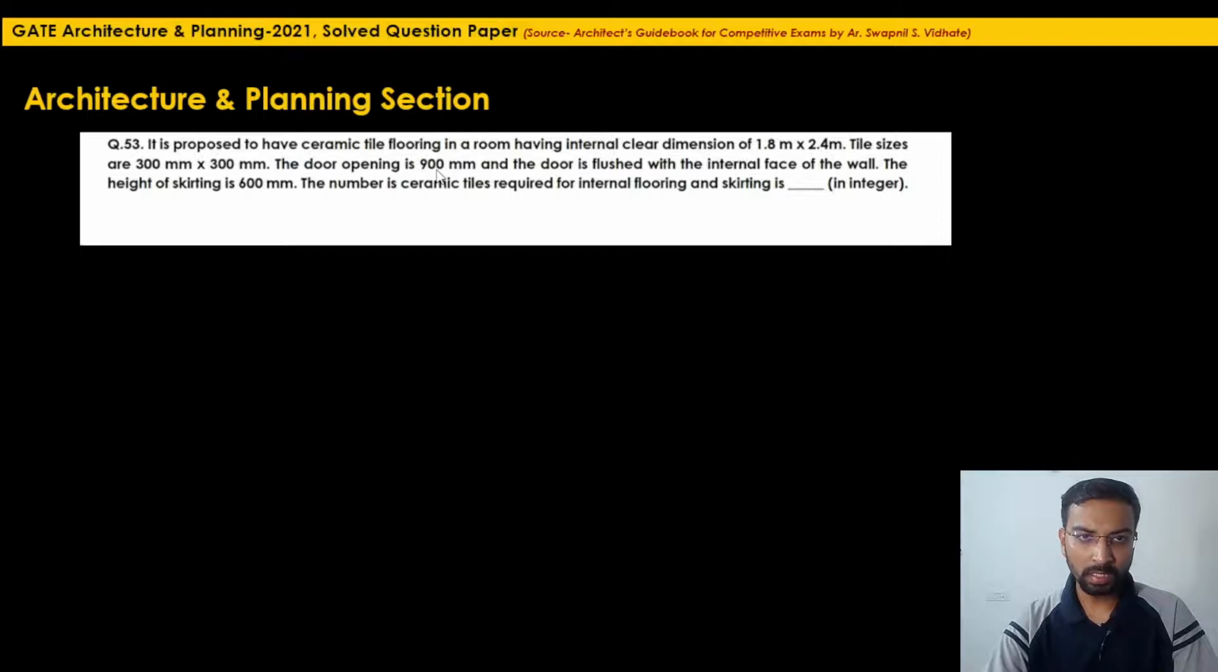The door opening is 900 mm, that means 0.9 meter, and the door is flushed with the internal face of the wall. The height of skirting is 600 mm, so we will convert this into meter, which will be 0.6 meter. The number of ceramic tiles required for internal flooring and skirting is... Okay, we'll just write down the values mentioned here one by one, and we'll solve the question step by step.